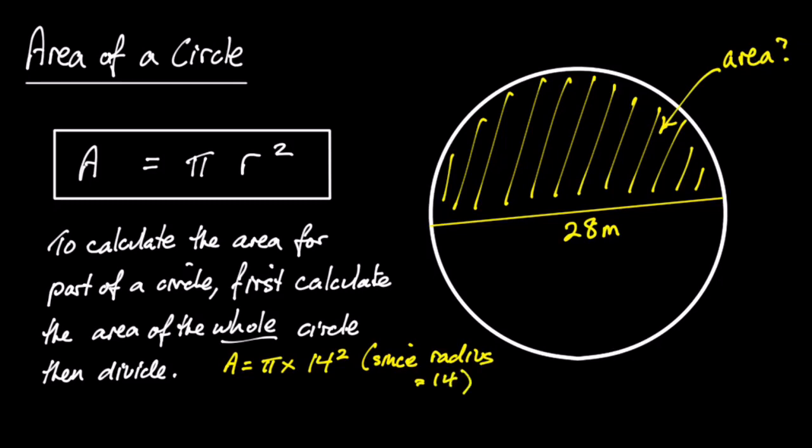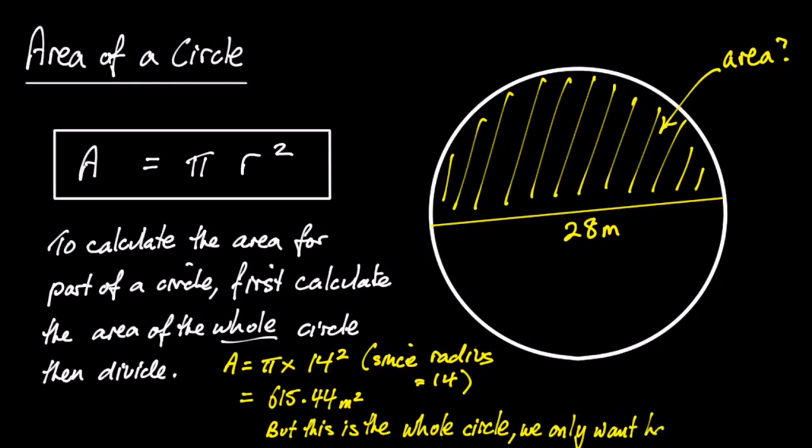In this case, I need half, so I'm actually going to work out the area. My radius is 14 meters because I've been given a diameter, so I have to halve that to get the radius of 14. And I get a value of 615.44 square meters. Now that is for the entire circle because I've used the area of a circle formula.